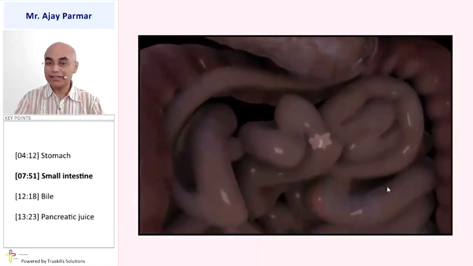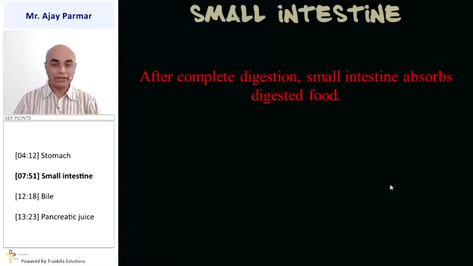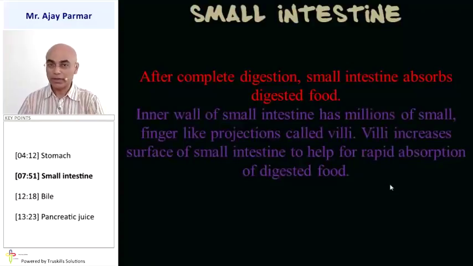A particle which enters into the small intestine will undergo various absorption processes. After complete digestion in the small intestine, the absorption of the digested food takes place. The inner walls of the small intestine are not smooth, but contain various finger-like structures called villi. The main function of the villi is to increase the surface area so that absorption can be carried out very efficiently. So for rapid absorption of the digested food, villi are a must.